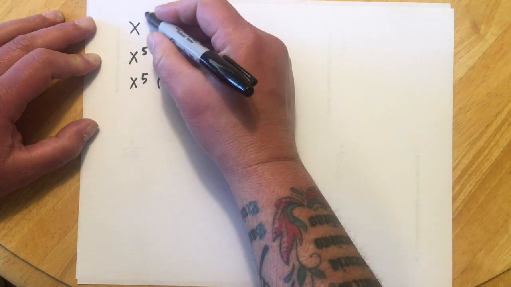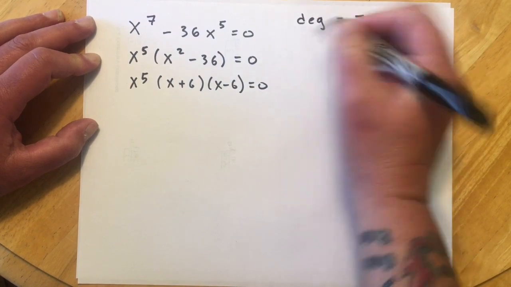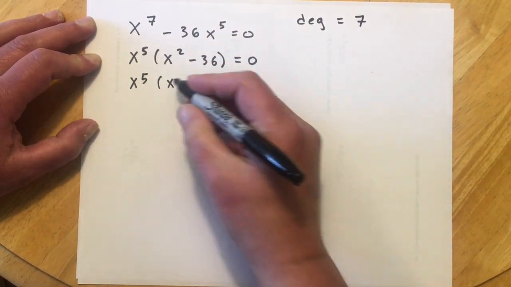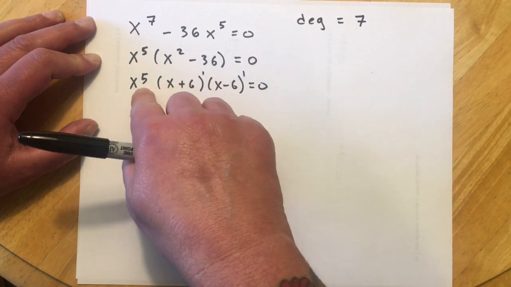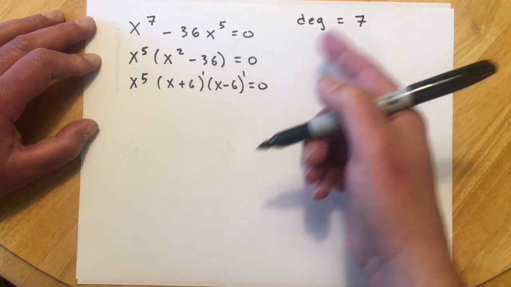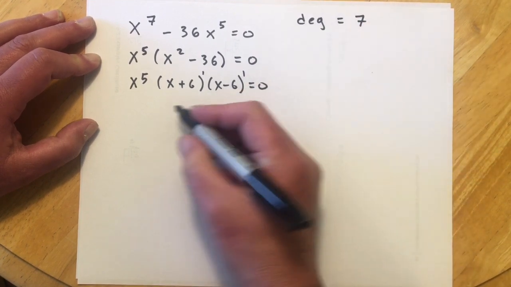So notice the degree of this was 7, because that's the highest power. And it's still 7 down here. These are to the first, so I got 1, 2, 3, 4, 5 x's. And so I'm going to have as many zeros as I have as the degree of the polynomial.